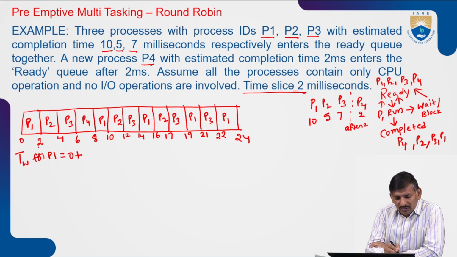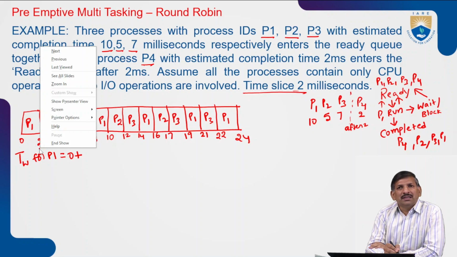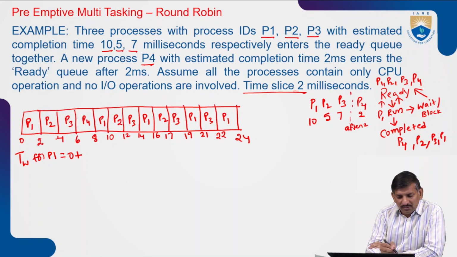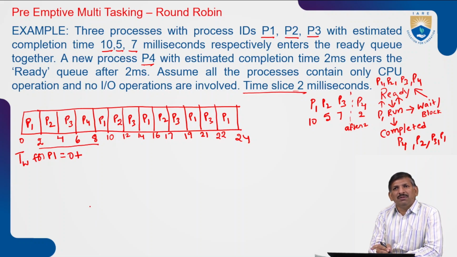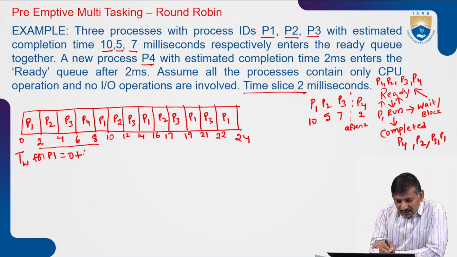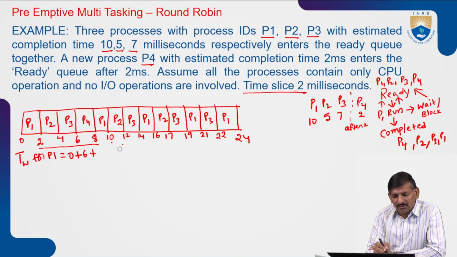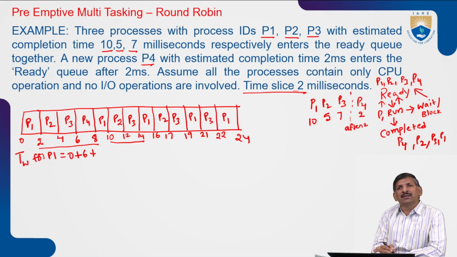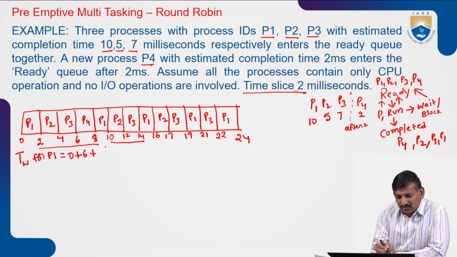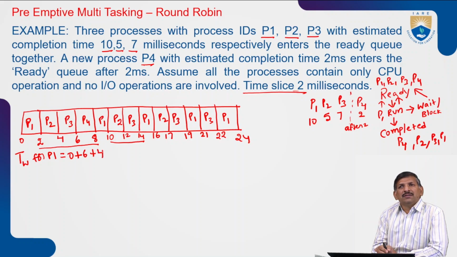Again, at the second millisecond, P1 enters the ready state again, and when it is scheduled, at the 8th millisecond, how much time is it waiting? 6 milliseconds is waiting here. Again, at the 10th millisecond, it enters the ready state, and up to the 14th millisecond it is waiting in the ready state. So here 4 milliseconds is waiting.